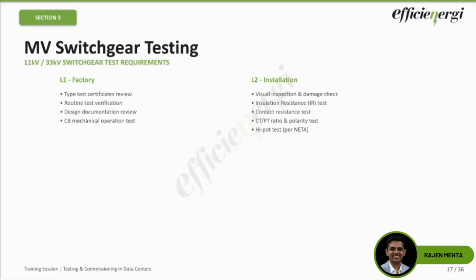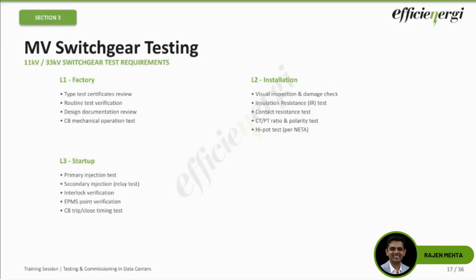CT PT ratio, polarity test for protection and the metering purposes. That's very important. Hi-pot test applies. You want to ensure the integrity of the insulation of the switchgear. Then we move on to the L3 startup test, where the most important is the primary injection test, where you're actually injecting current through the CTs, relays, and verifying the relay responses, or secondary injection, where you're directly verifying the relay operation to the signals that it receives through the secondary injection testing kits.